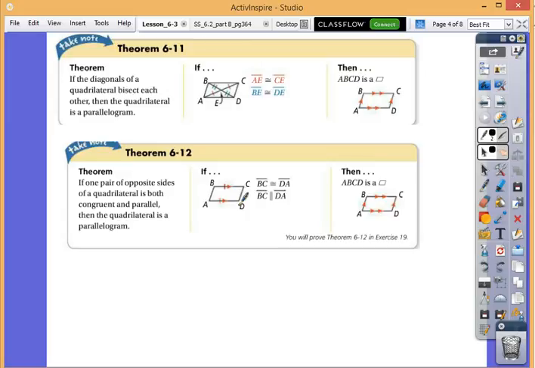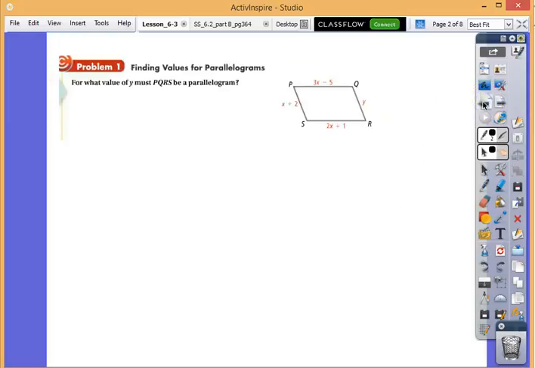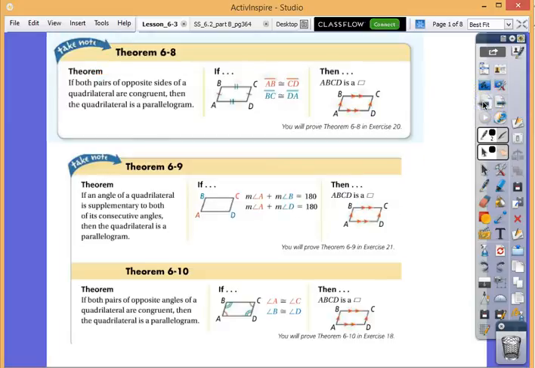If one pair of opposite sides, and it doesn't matter which pair, is both congruent and parallel at the same time, if they have the same length and they're parallel, then your quadrilateral is a parallelogram. And then finally, the definition of a parallelogram: if both pairs of opposite sides are parallel, it's a parallelogram. But that was our definition. So we've got basically 5 ways to prove that something's a parallelogram. How are we going to process this? What are we going to do with that knowledge?